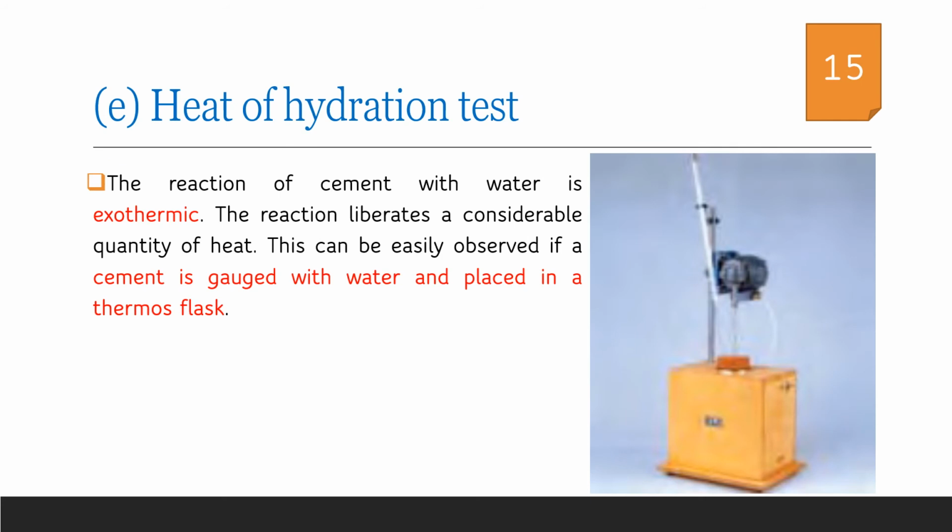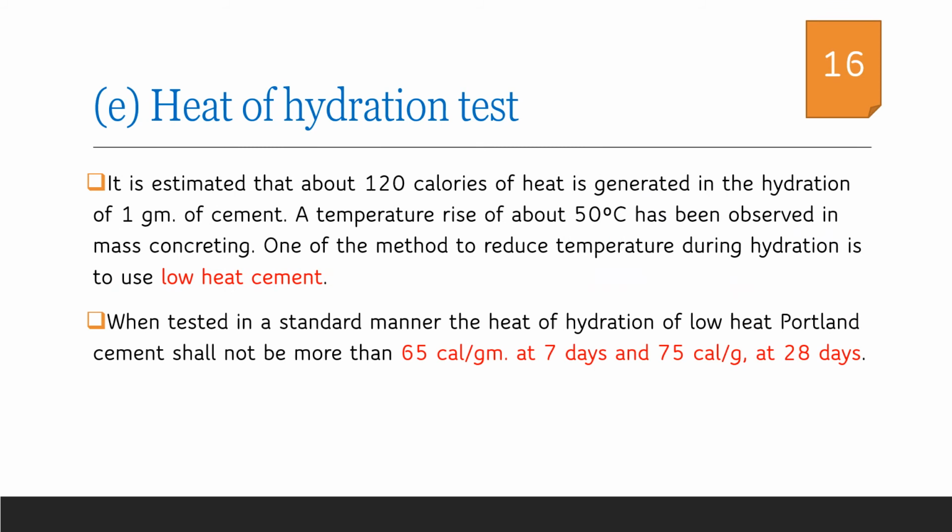The reaction of cement with water is exothermic and hence it liberates considerable amount of heat. This can be easily observed if the cement water paste is placed in a thermos flask. It is estimated that about 120 calories of heat is generated in hydration of 1 gram of cement. The temperature rises about 50 degrees Celsius in case of mass concreting. One of the methods to reduce temperature during hydration is the use of low heat cement.